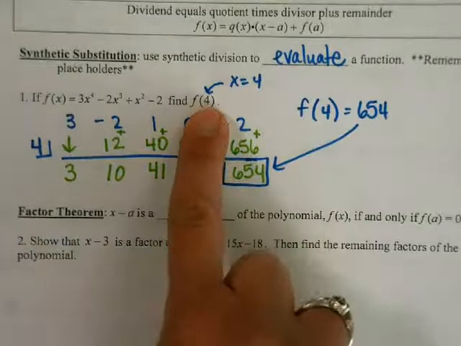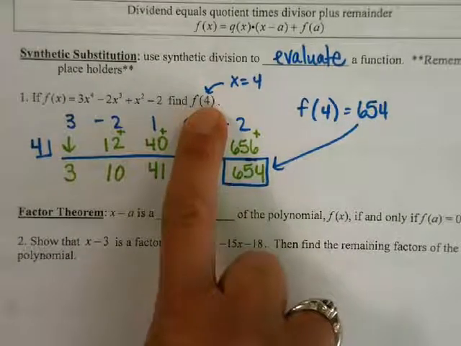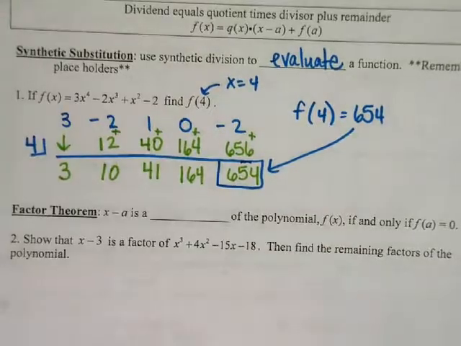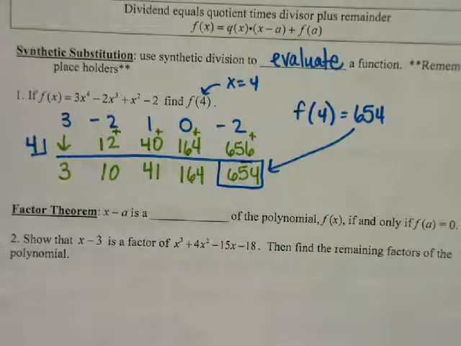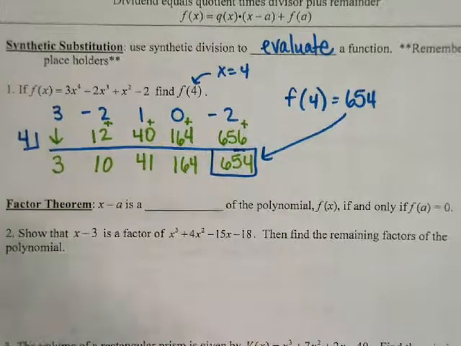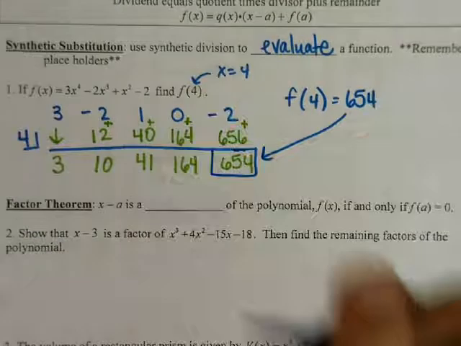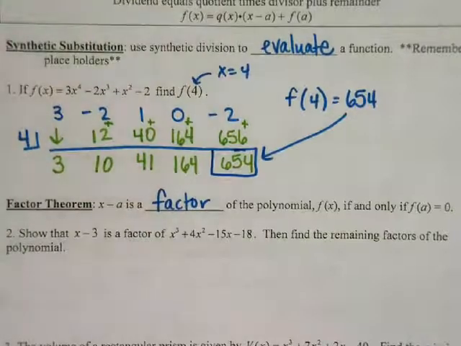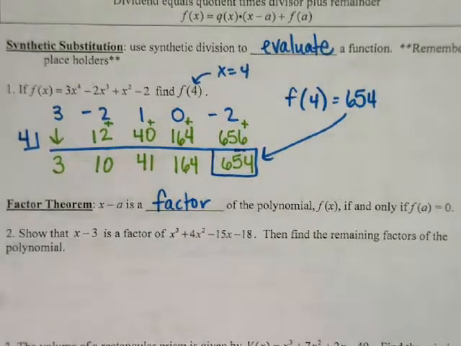So this guy, I wanted to know what my function was doing at 4. So that's what they call the remainder theorem. We can use that synthetic division to use the remainder to evaluate the function. The factor theorem says if x minus a is a factor of the polynomial, if and only if, when I evaluate that function at a, I get a 0 in the remainder box.